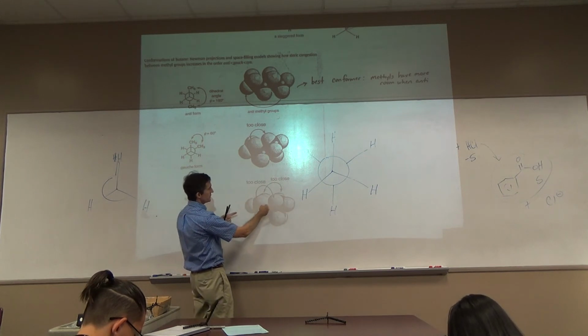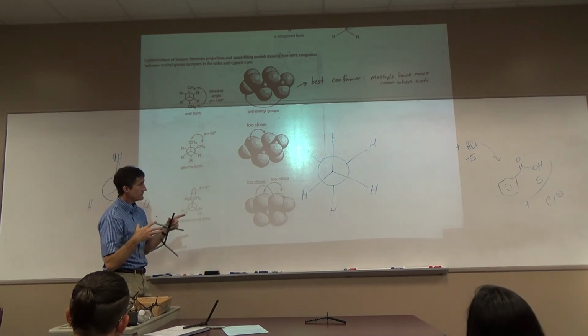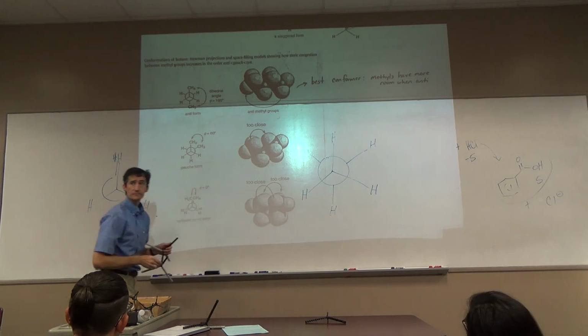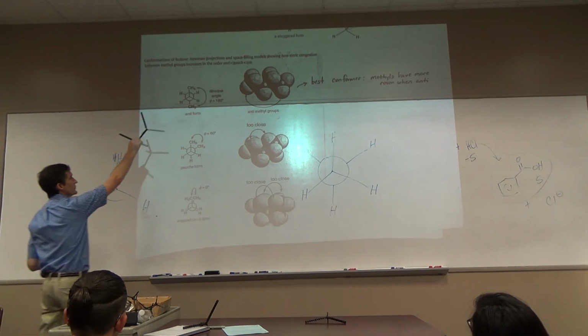And this is trying to show you a so-called space-filling model of actually how much space these groups take up. And it's so congested here. That leads to high energy with all these electrons being congested. And up there, maybe you can see that there's less congestion, particularly when the methyl groups are anti.